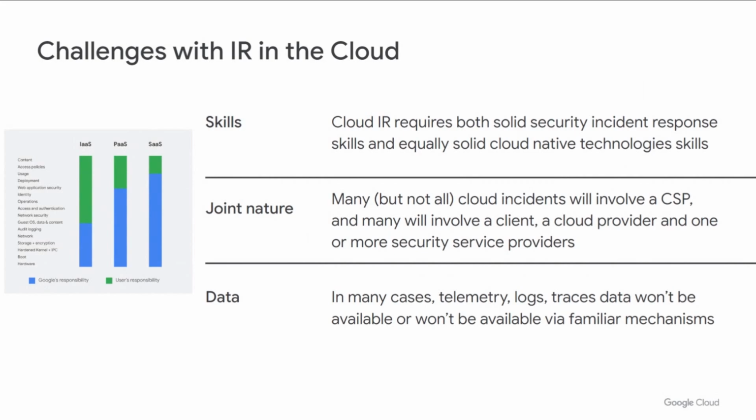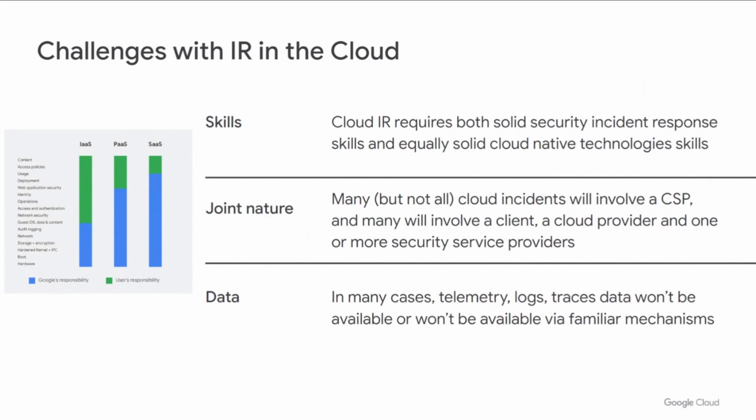There's also the joint nature of performing incident response in the cloud. As you can see from the graphic on the left, you can see the shared responsibility model between Google Cloud and their customers. So as an investigator, you're not necessarily going to have access to all assets and data from the victim organization. You're going to have to go to the CSP to get access to those assets and those data. That is a change.